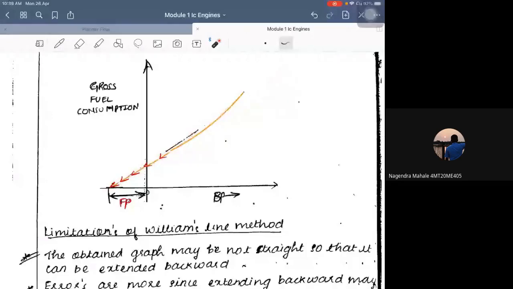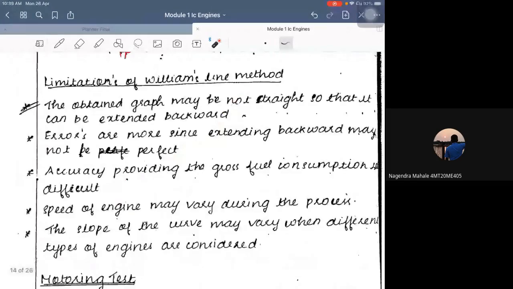But that is not happening. Since it is a curve, there would be some errors. And extending backward also, you need precision for that. Any error in the extension backward would definitely affect the value of FP. So that is the problem. Next, accuracy. Next point, Nagendra.